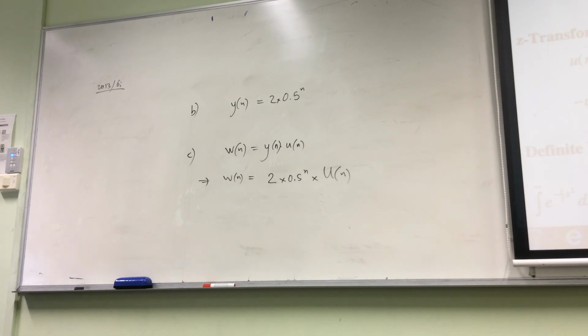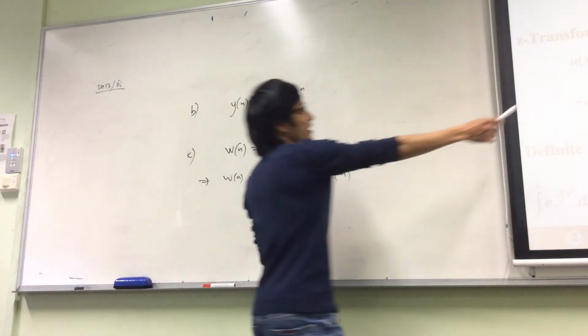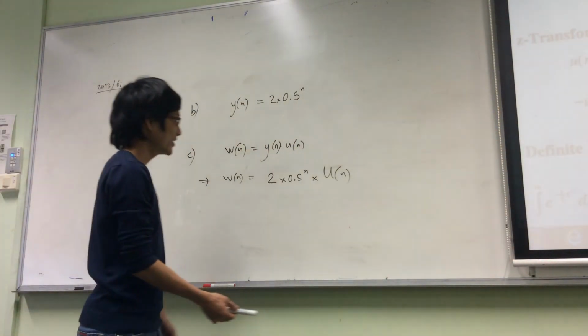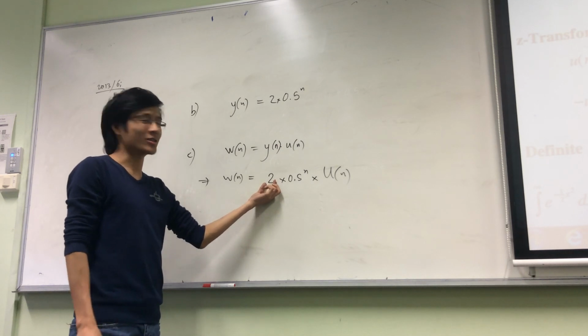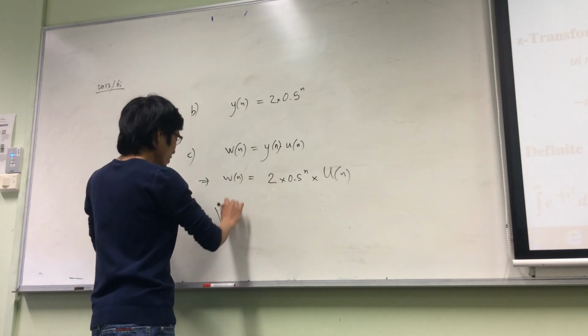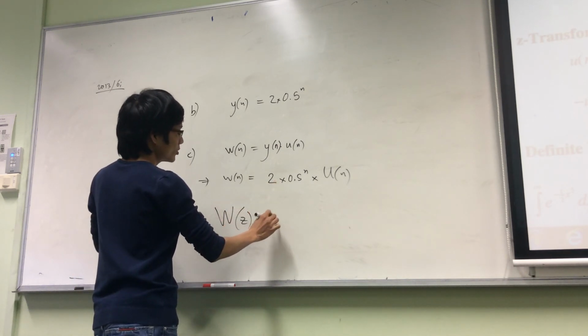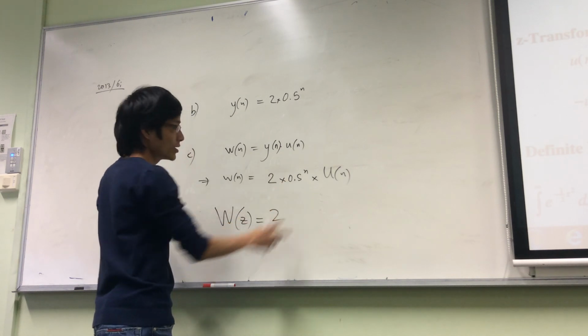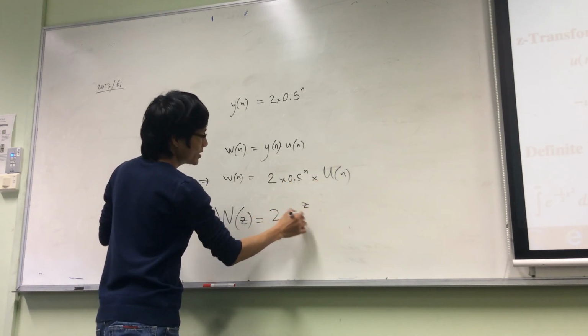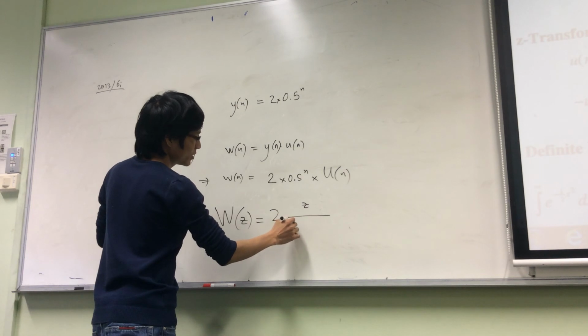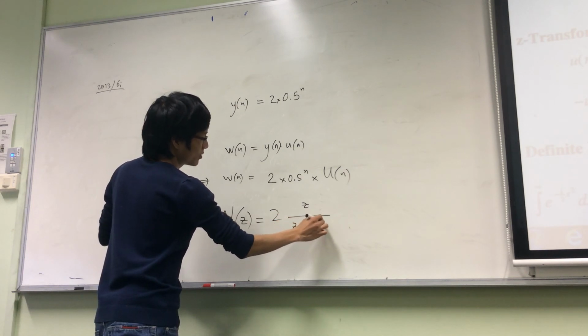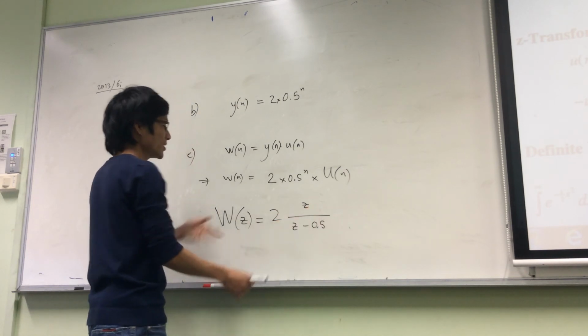This one. Come on. The second one. The first one. Don't care about the two. You have two, it's a constant, right? So you got W of Z will be equal to 2 times z over z minus 0.5. Yeah, that's it.